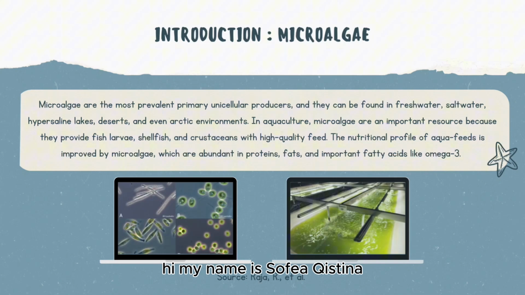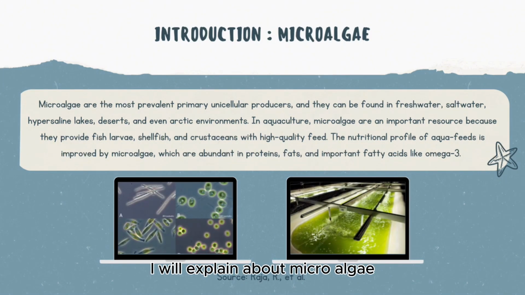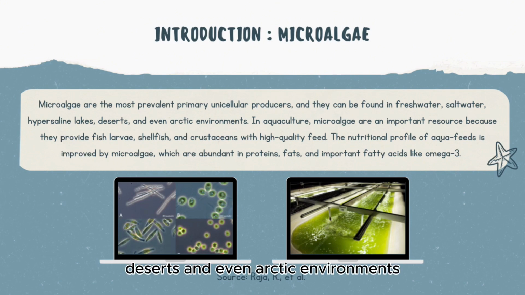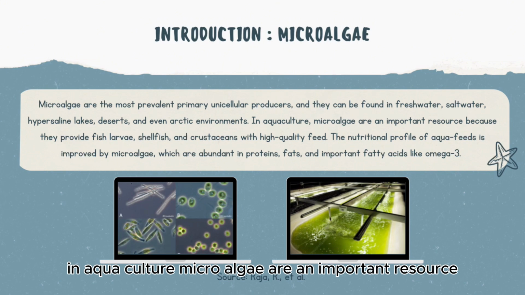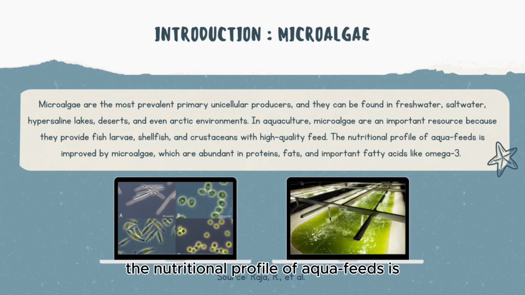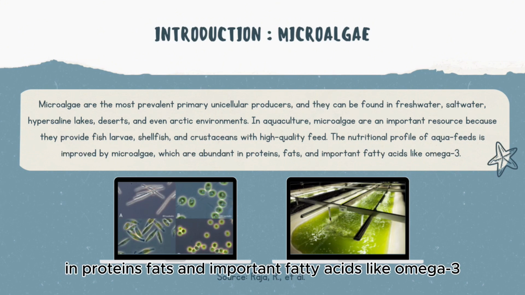Hi, my name is Sofia Cristina. I will explain about microalgae. As we know, microalgae are the most prevalent primarily unicellular producers, and they can be found in freshwater, saltwater, hypersaline lakes, deserts, and even Arctic environments. In aquaculture, microalgae are an important resource because they provide fish larvae, shellfish, and crustaceans with high quality feed. The nutritional profile of aqua feed is improved by microalgae, which are abundant in proteins, fats, and important fatty acids like omega-3.